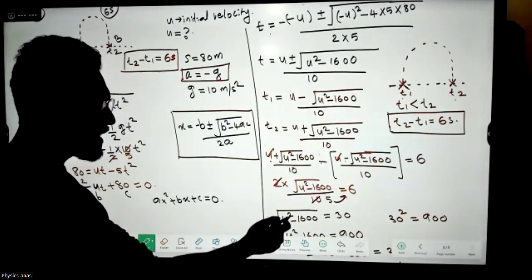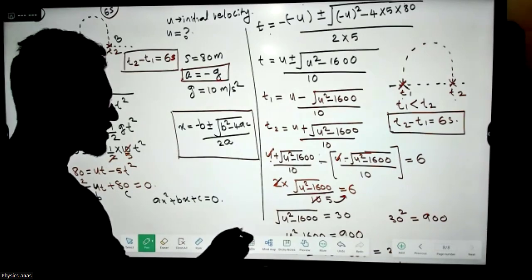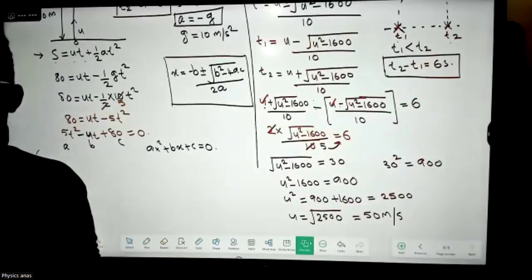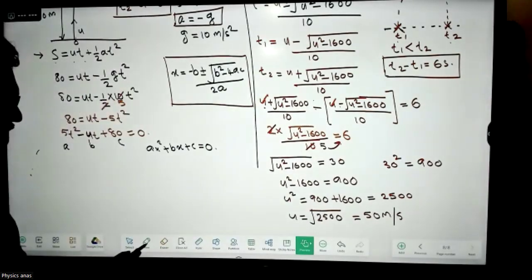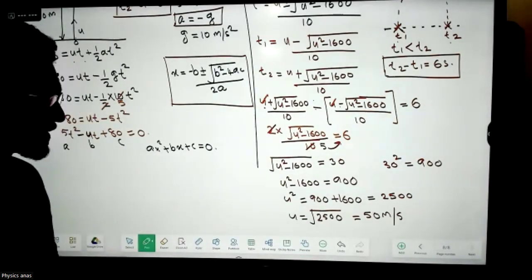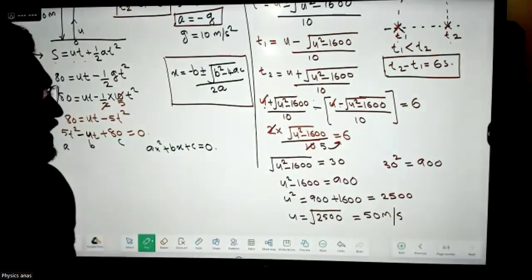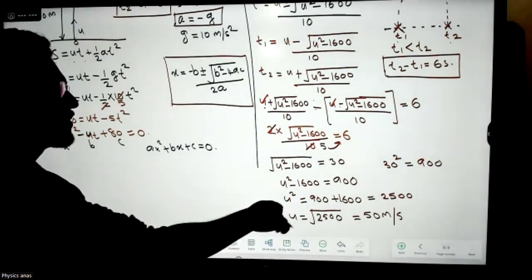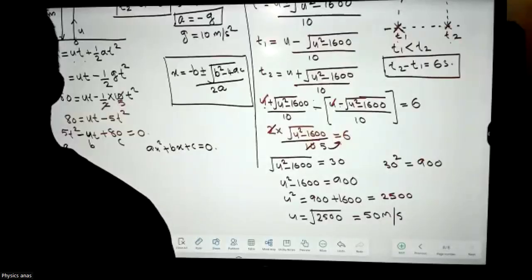We will get 30. And you have to remove the square root, so you can square it. If you square it, you will get 900 on the other side, and the square root is gone from here. So u square minus 1600 is equal to 900. Bringing minus 1600 to the other side, you will get 2500. Taking the square root of it, you will get 50 meters per second. That is asked in the question.